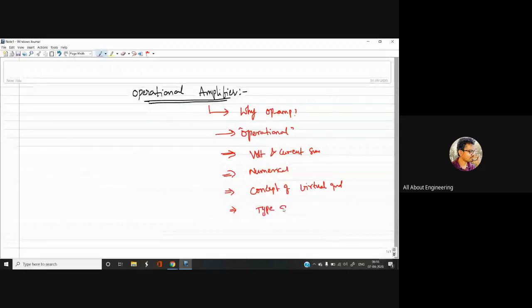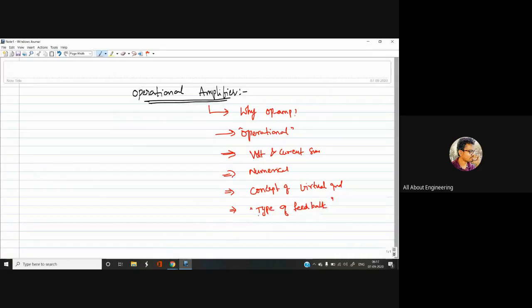Usually all neglect this topic, but you have to know how to determine the type of feedback and many such things if time permits. Okay, let's see how much we can cover and up to what extent we can proceed. So without wasting time, let's jump into the session.